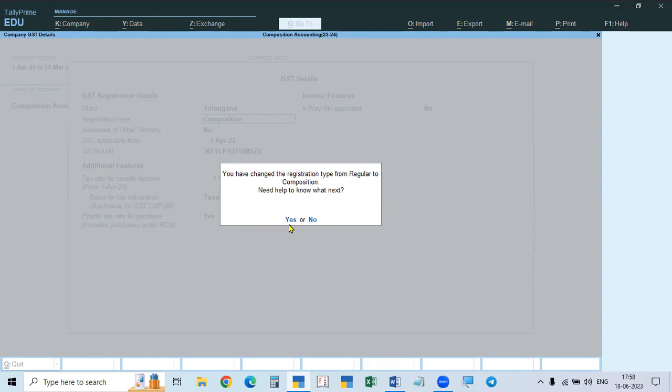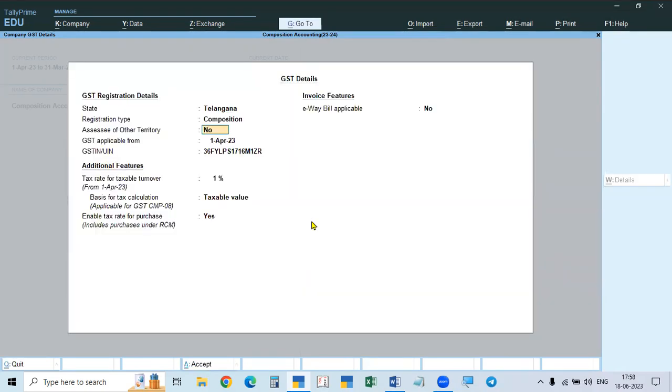If you click yes, another page will open with all the details regarding the tax and composition scheme. We don't want that. You click no, and that's all. Next one is here.